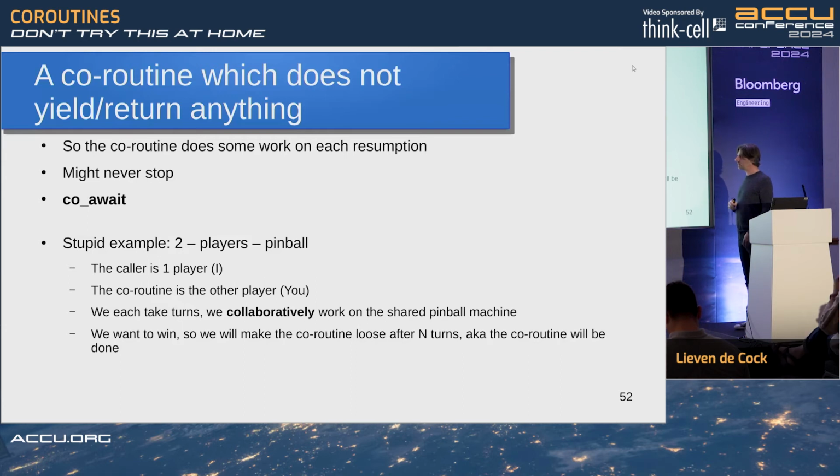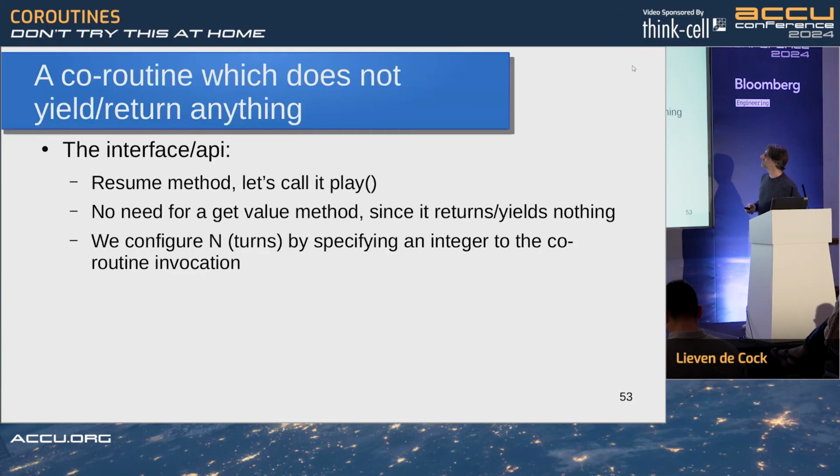So there are 2 players. I am player number 1, and the coroutine is the other player. And we take turns. So collaboration, remember the fine-grained collaboration? Now it's up to you to use a CPU a little bit or the pinball machine, and then it's up to me. We want to win, obviously, so we're going to make the coroutine lose, and the coroutine will get n turns to play the pinball machine.